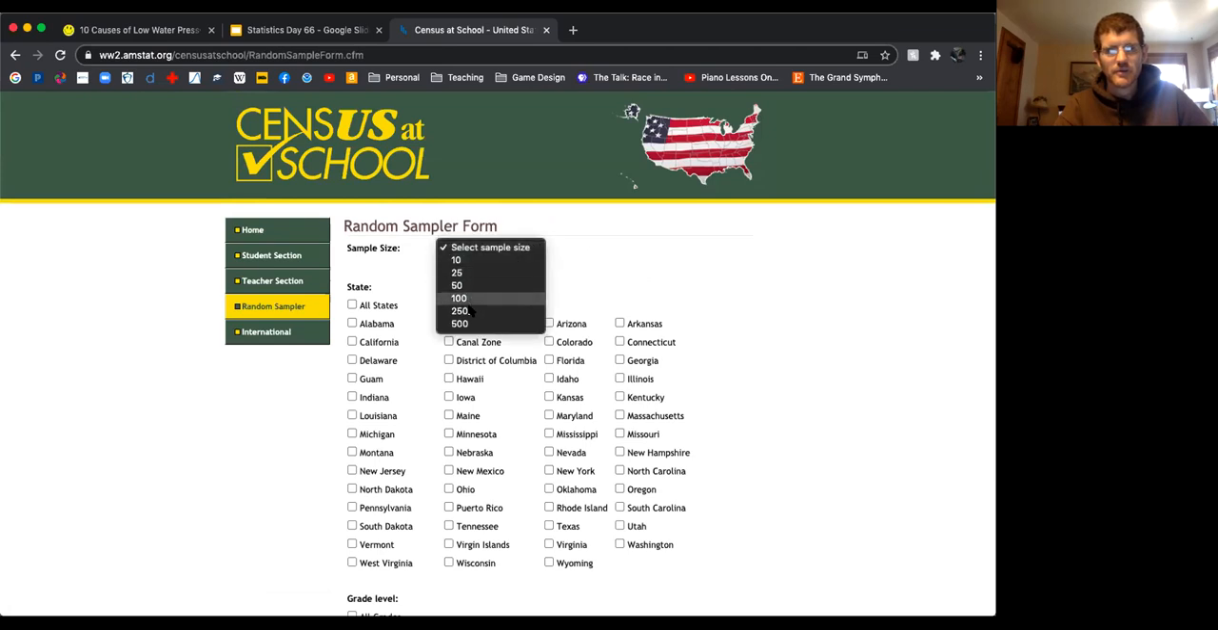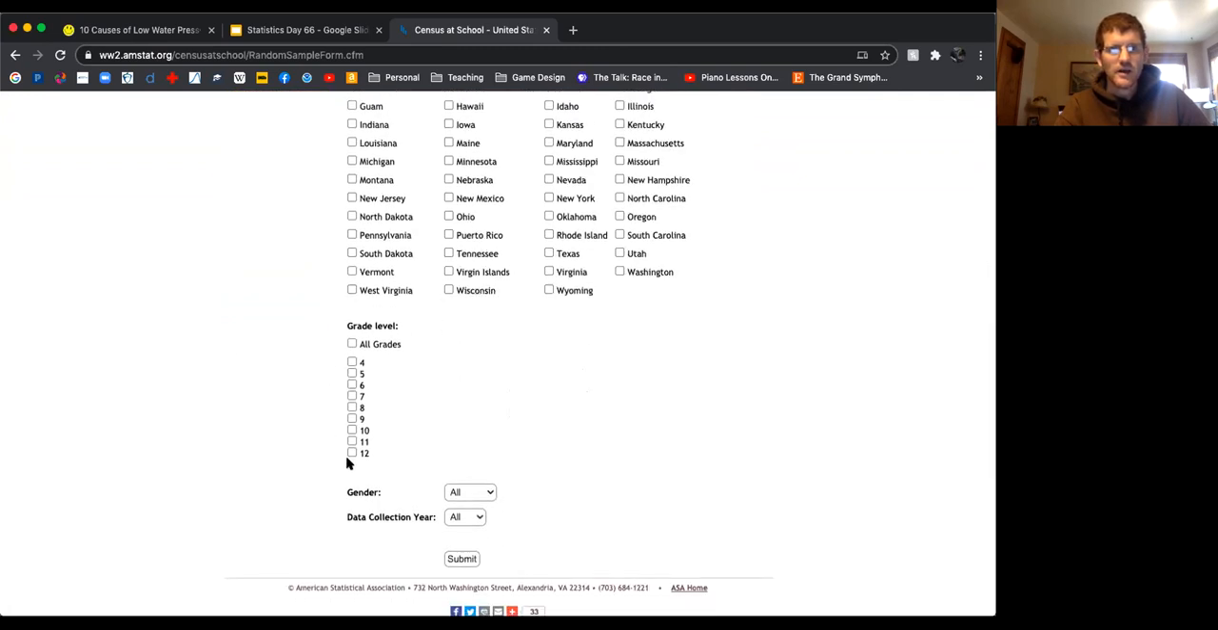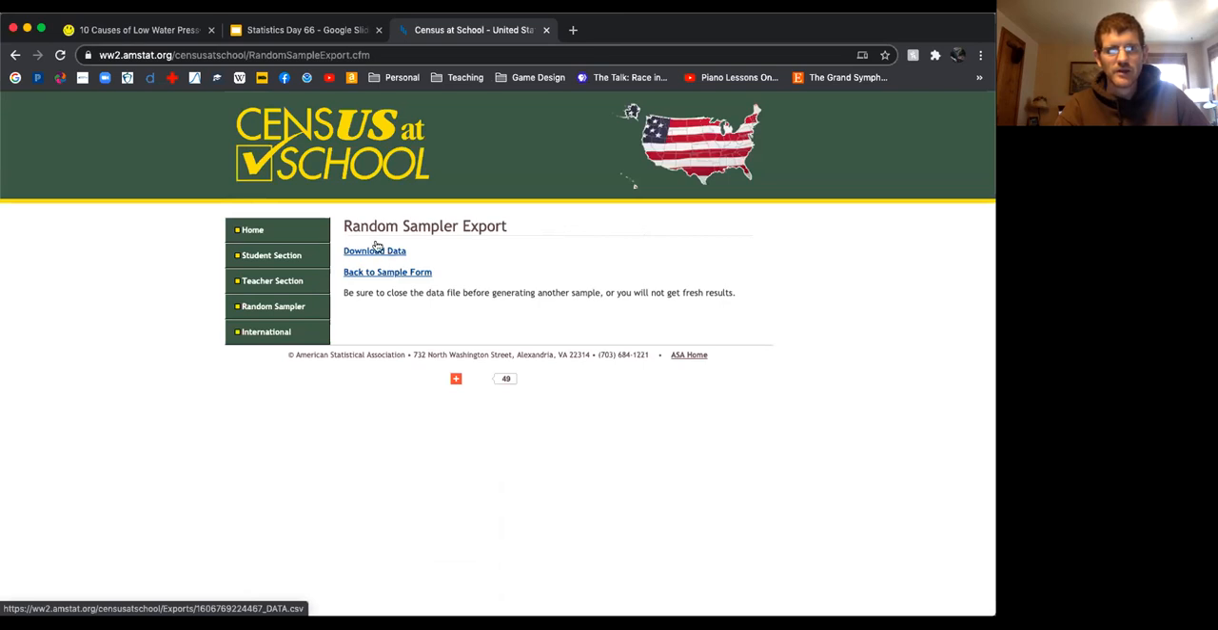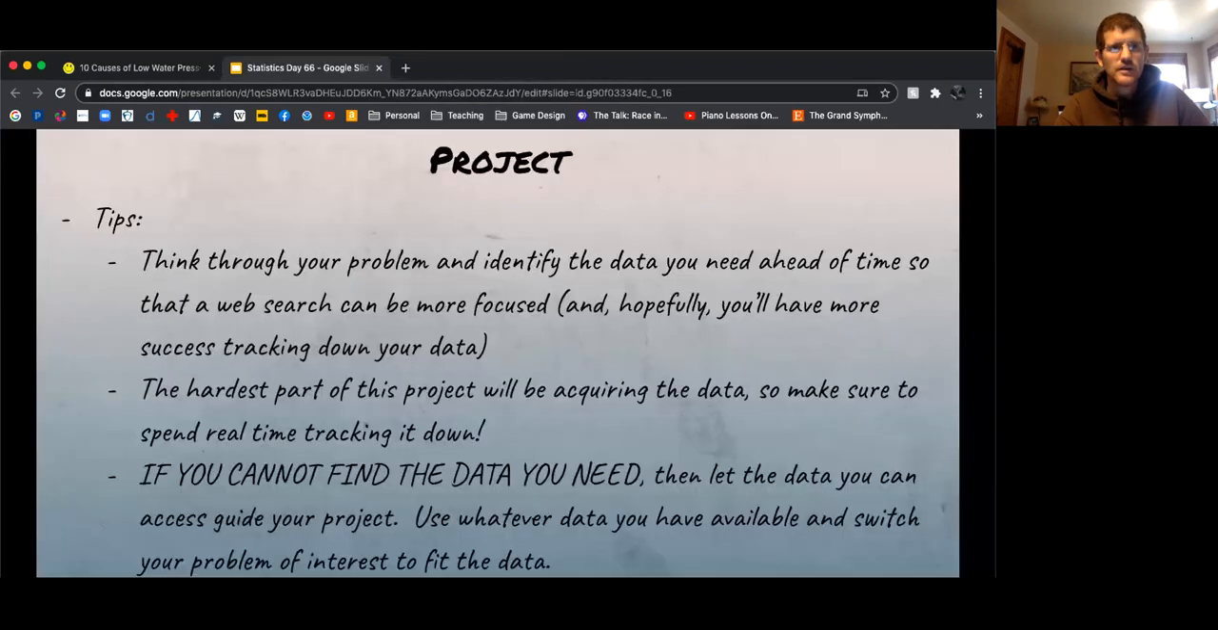You don't need to do anything too complicated here. Like if you know that you need 500 to meet your conditions for inference, well, I want a sample size of 500. I'm only interested in students in Arizona, and I'm only interested in seniors, both genders. Data collection year, I'm happy with all these years, the last 10 years it looks like. So then I can do that, and look, I have some data ready to download. All right, so Census at School is a really good option.